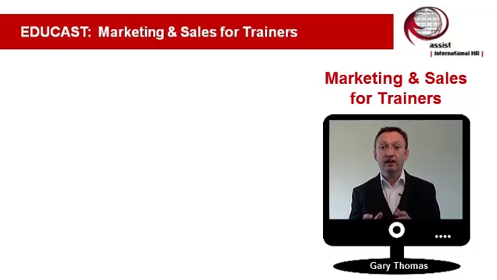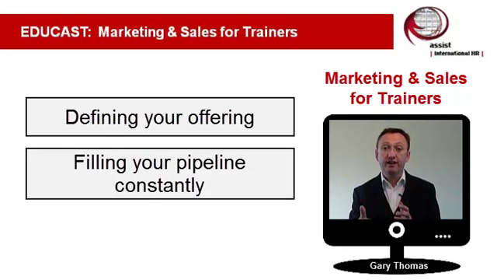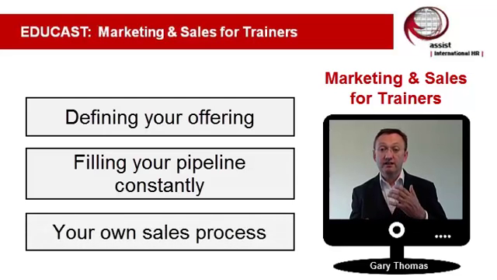We'll be looking at 3 steps in the marketing and sales process. Firstly, defining for yourself what your offering is or should be. Secondly, a look at a model for actively defining and filling your pipeline constantly. And thirdly, a look at the sales process and the steps you can undertake to go from first contact through to your sale.